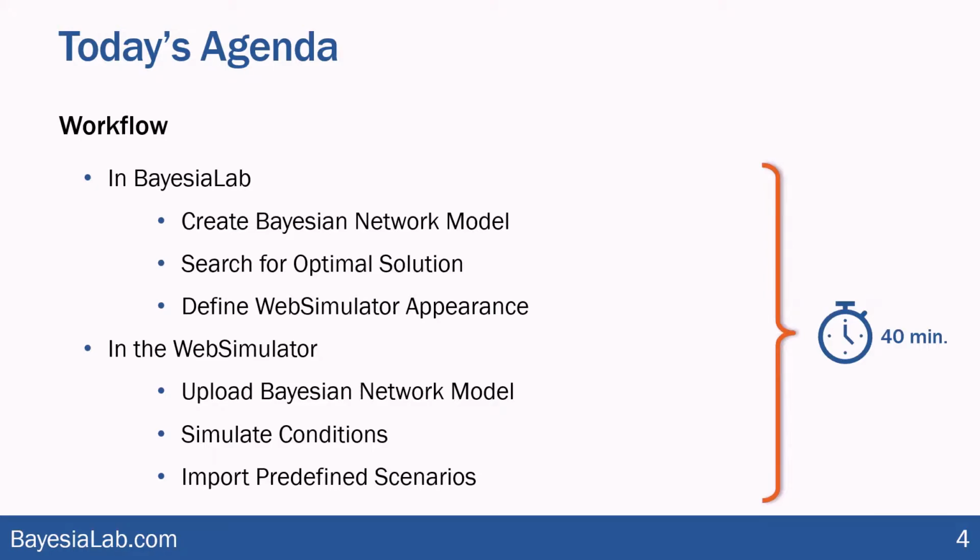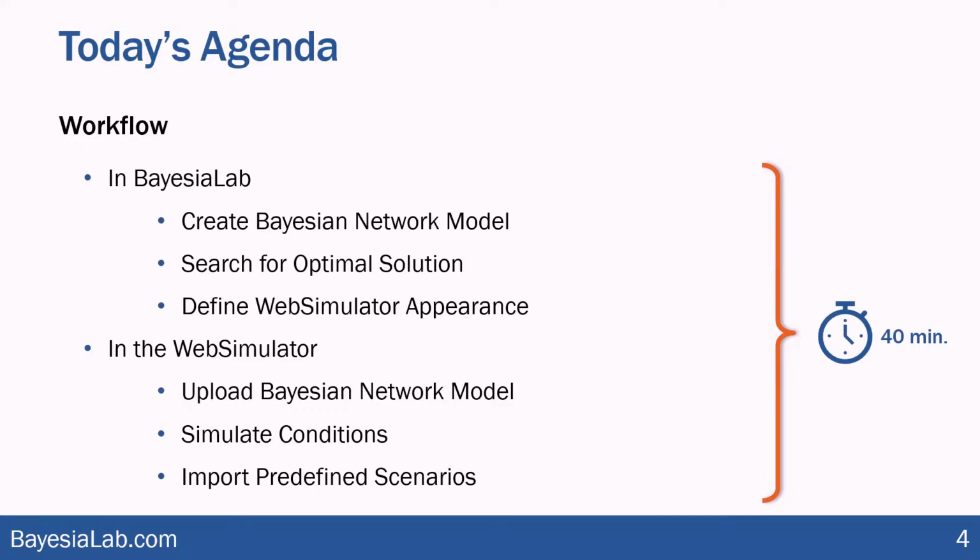We'll start off inside BayesiaLab. We'll create a Bayesian network model to represent our business case. We will use that model to search for an optimal solution, in this case looking for an optimal capacity or inventory, and based on that we will develop a web simulator or design its appearance so that end users, stakeholders who don't have BayesiaLab can utilize this model and simulate their own scenarios.